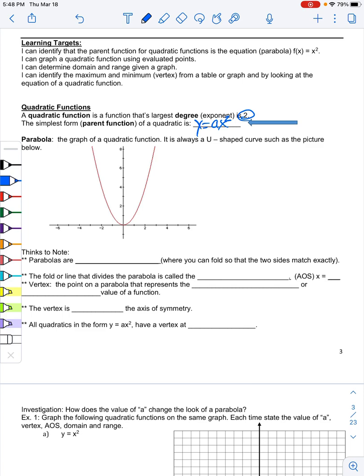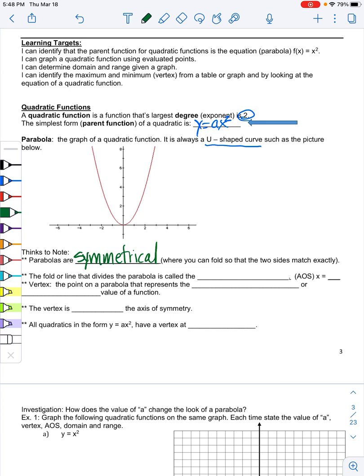The parabola is the shape of a quadratic function. It's always a U-shaped curve, such as the one that we've pictured here. Things that we need to remember are that parabolas are symmetrical. So basically you could fold it, and the two sides match.